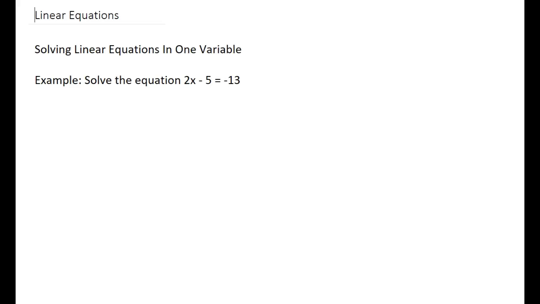Alright, let's learn how to solve linear equations in one variable. So here's our example. We're going to solve the equation 2x minus 5 equals negative 13. And the goal is to get x all by itself. So the first thing I'm going to do is add 5 to both sides.